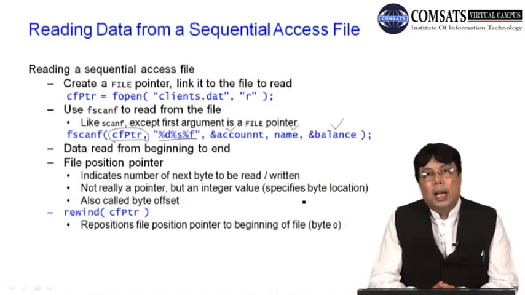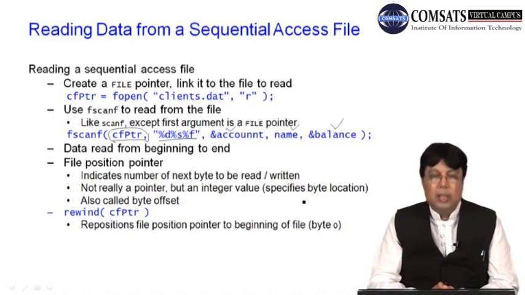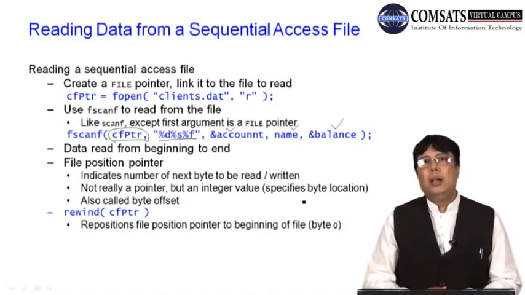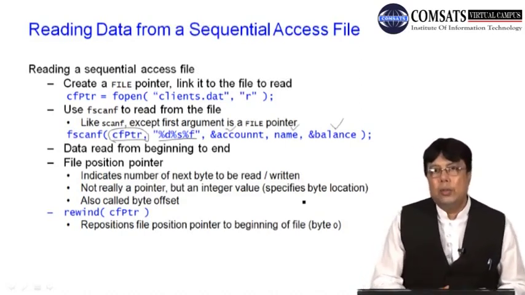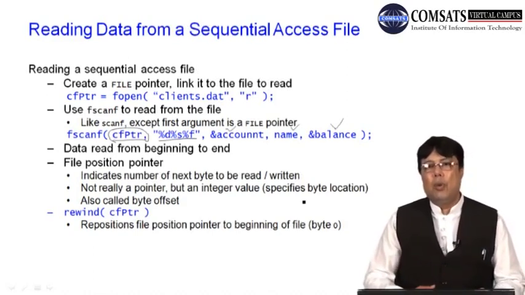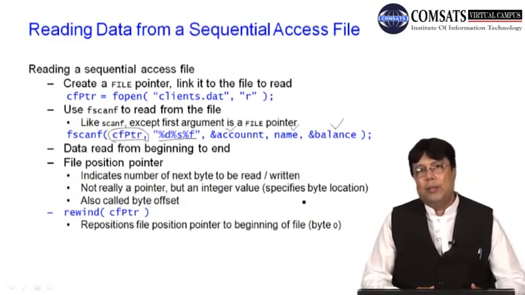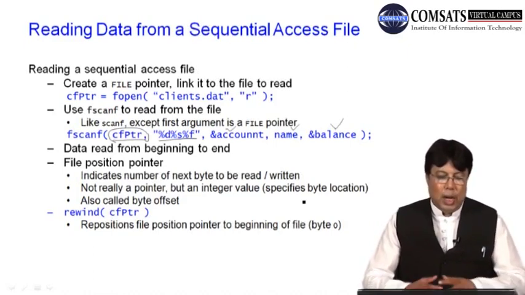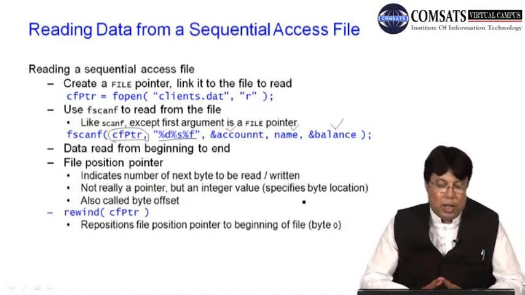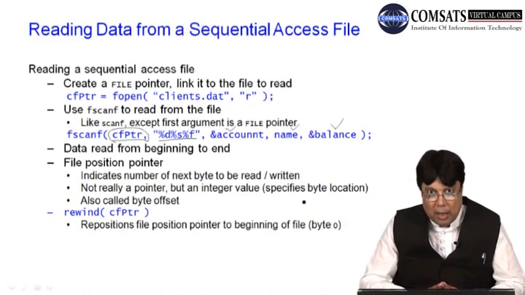So इसको हम कहते हैं offset or displacement, okay, from the start of the file. Rewind. What does rewind do? Basically, rewind takes you back to the start of the file. If at any stage you want to go back to the beginning of the file, in that case you can use a function, and that function is rewind(cfptr).